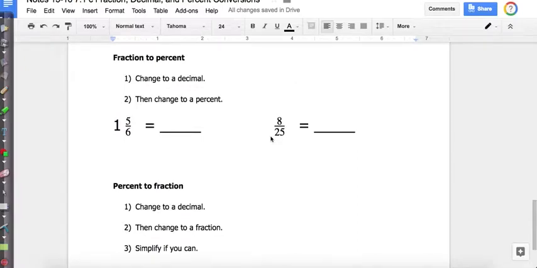Welcome to part 2 of my notes on fraction, decimal, and percent conversions. So I'm at about the middle of page 16.